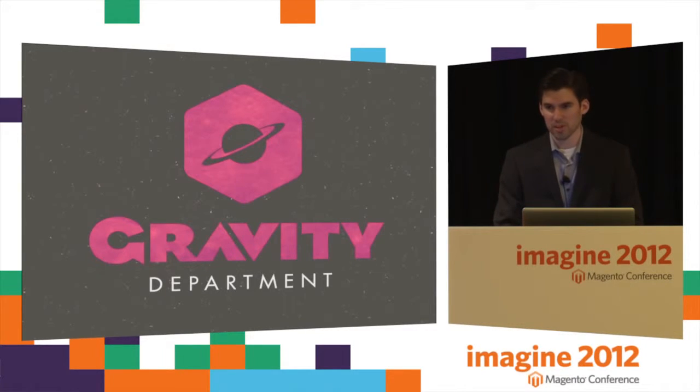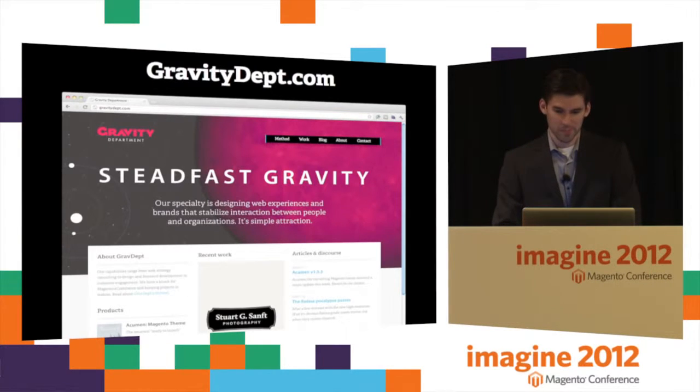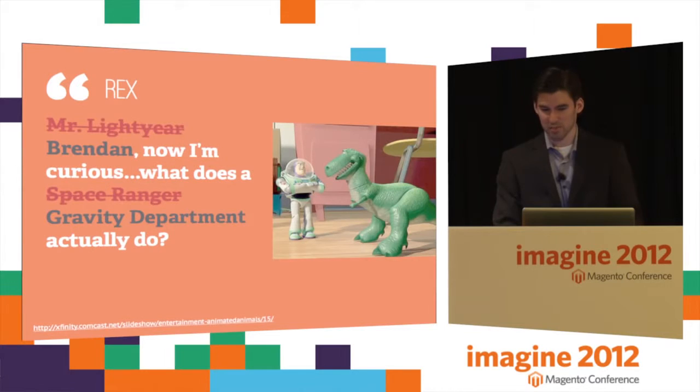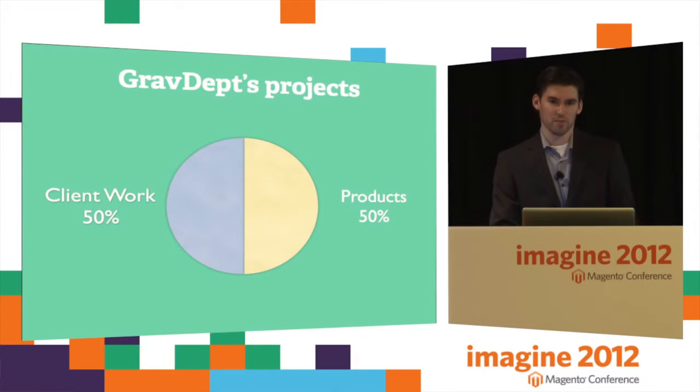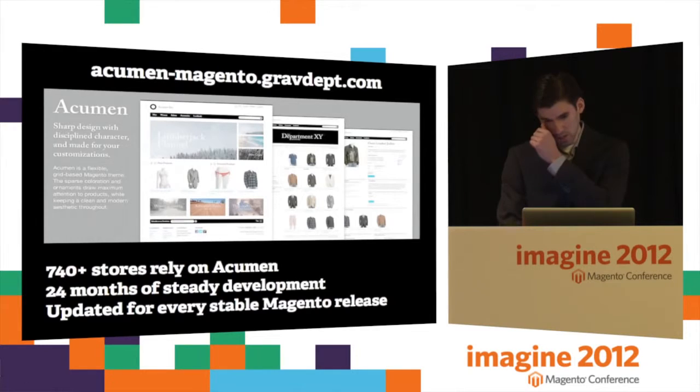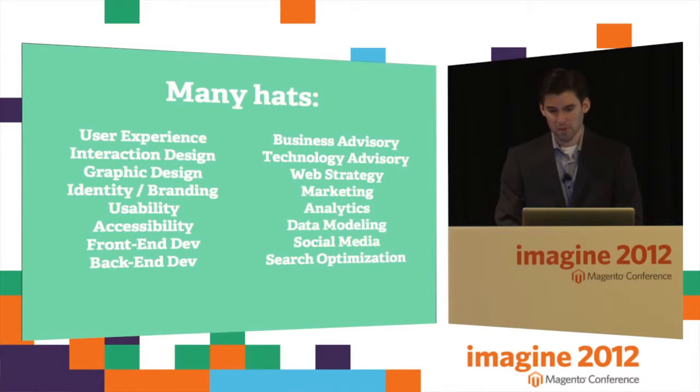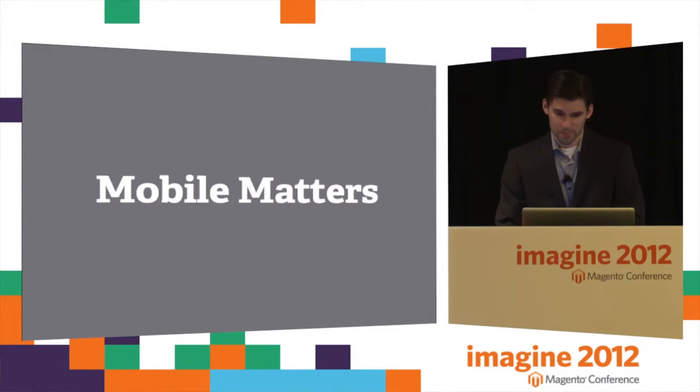First, let me briefly explain what I do. I founded a small web strategy and design studio called Gravity Department. And a lot of people at the conference have been asking me, what exactly does the Gravity Department do? My work is split about 50-50 between client services and products like Acumen, which is the best-selling Magento front end on an open marketplace. And that means I wear a lot of hats on any given day. But this is the sweet spot right here. The majority of my job is finding design problems and inefficiencies, thinking about how to improve them for users, and then building those solutions. And these days I'm thinking a lot about mobile.